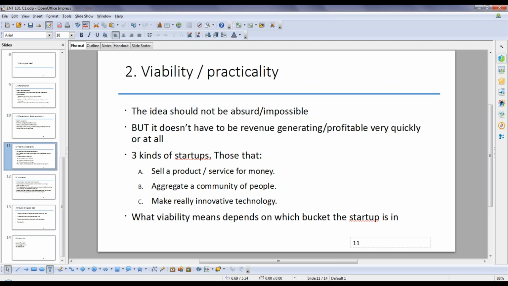It is not practical. So the example I said, teleportation, would belong to the third group. It's really innovative stuff, but there is no technology. It's only an idea. It's there in theory, but no one has even attempted to do it. So it's not practical. So you have to think about the viability or the practicality of the idea.